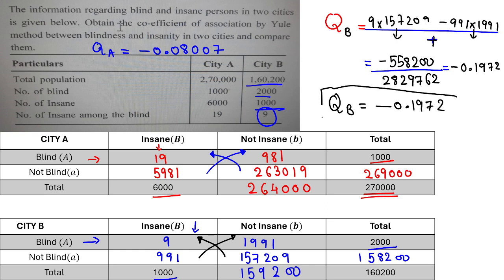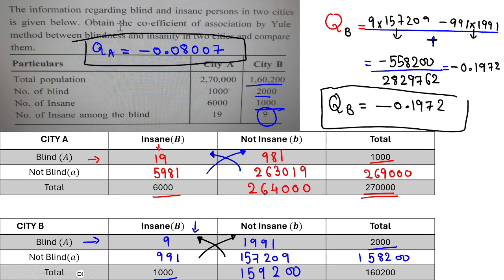So what does it represent? If I want to compare these two values, I can say that in the city B, there is a stronger negative relation between blindness and incense. Whereas in city A, there is a weaker negative relation between blindness and incense, right? This coefficient of association given by Yule was a very simple concept with a very simple formula. I hope you have understood how we are solving it, how we are using the calculator, right?